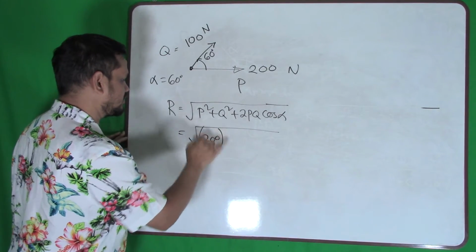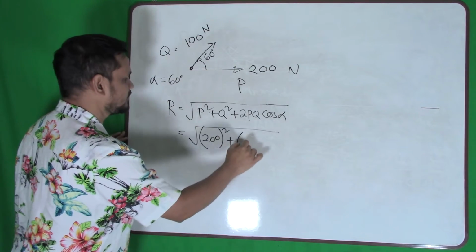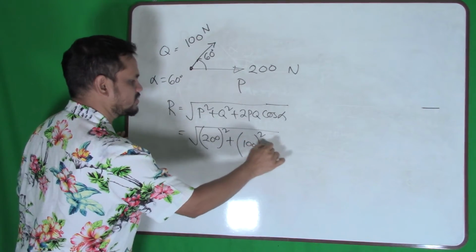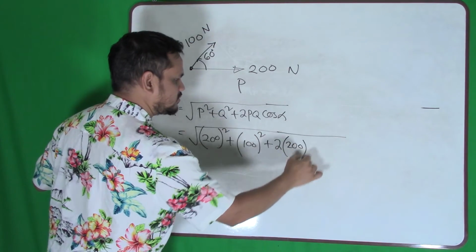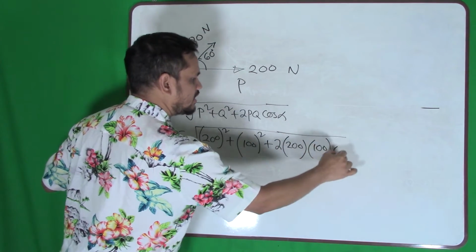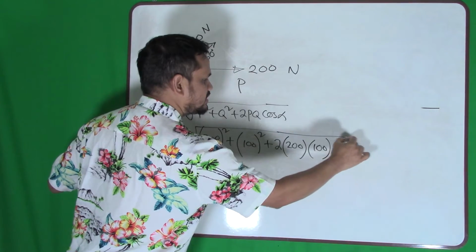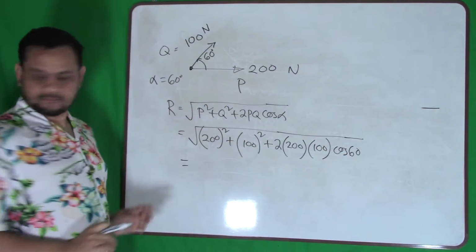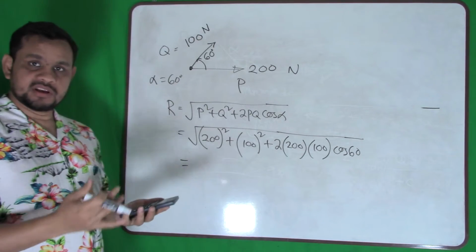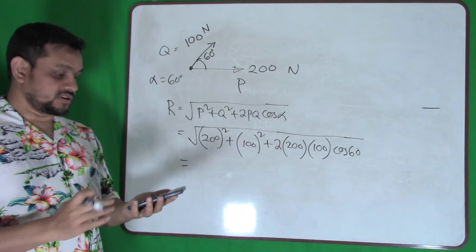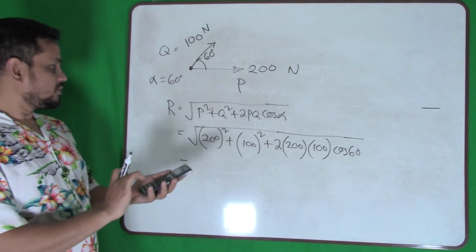200, square 100, square, twice 200 100 cosine 60. Now let us do the calculation. I am doing it quickly, so I might make some calculation mistake. It is very common to me, but hopefully no.